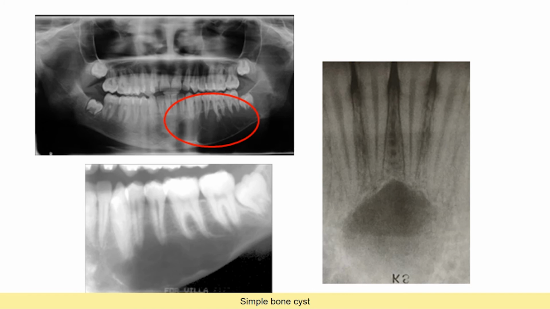In the first radiograph on the left side, it shows a well-defined multilocular lesion, and if you look closely, you can see the projection which scallops upwards between the roots.